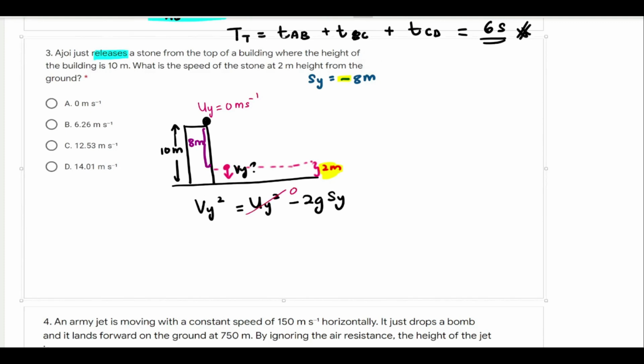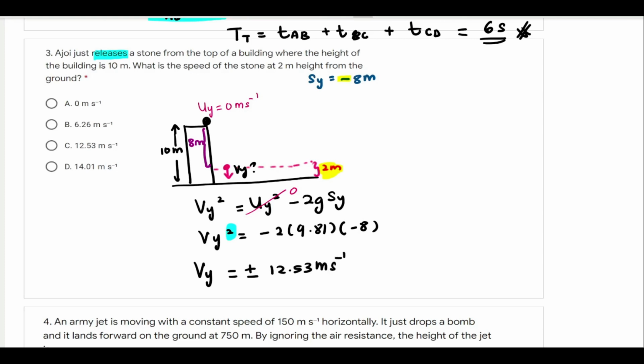So we want to find Vy. So Vy squared is equal to negative 2, 9.81, Sy tadi adalah negative 8, bukan negative 10. Okay, so kita boleh tulislah Vy is equal to, bila kita ada square dekat sini, sebenarnya dia ada direction lah, plus minus. Dia ada jawapan plus minus 12.53 meter per second. Okay, kalau soalan tanya velocity, maknanya dia ada direction. So negatif jawapannya, negatif 12.53 meter per second.